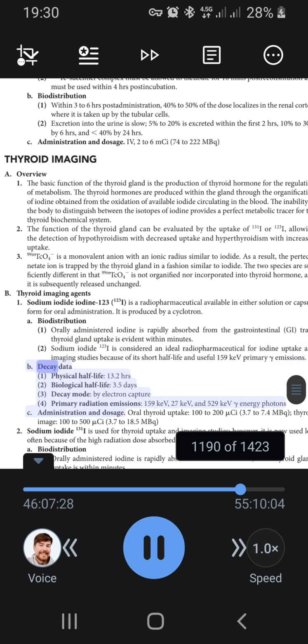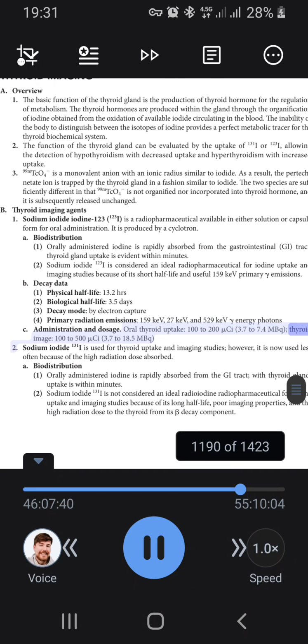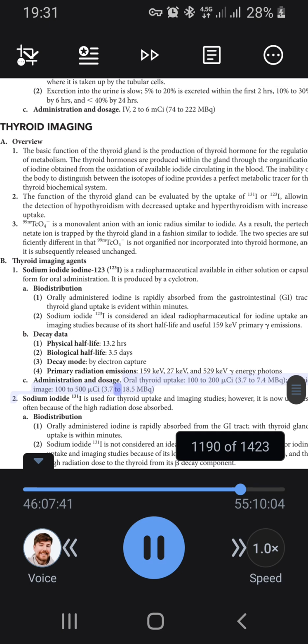B. Decay data. 1. Physical half-life 13.2 hours. 2. Biological half-life 3.5 days. 3. Decay mode by electron capture. 4. Primary radiation emissions 159 keV, 27 keV, and 529 keV gamma energy photons. C. Administration and dosage. Oral thyroid uptake 100 to 200 microCi, 3.7 to 7.4 MBq. Thyroid image 100 to 500 microCi, 3.7 to 18.5 MBq.